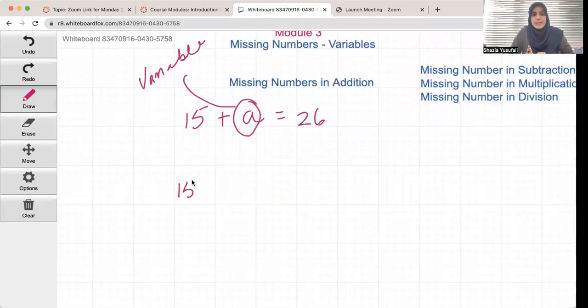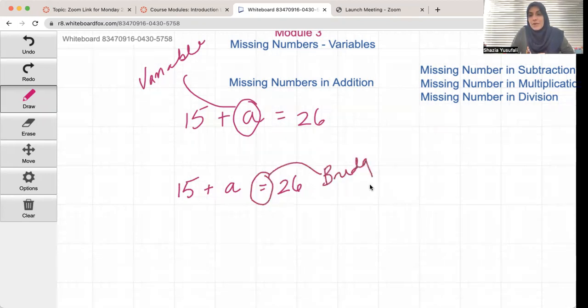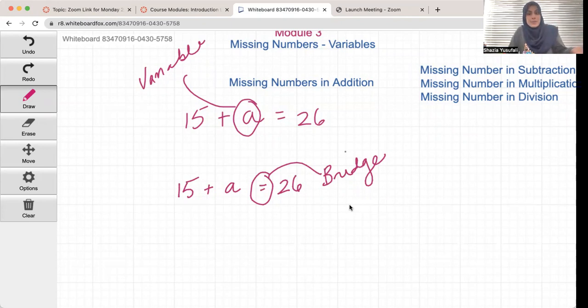So if I say 15 plus A equals 26, the best way to find out A is to put A on one side and move the 15 across the equation or across the equal sign. And what I call this equal sign is a bridge. For me, this is a bridge. And for all those of you who love watching fantasy, if you cross the bridge, you do the opposite. So keep that in mind. If you cross the bridge, you do the opposite.